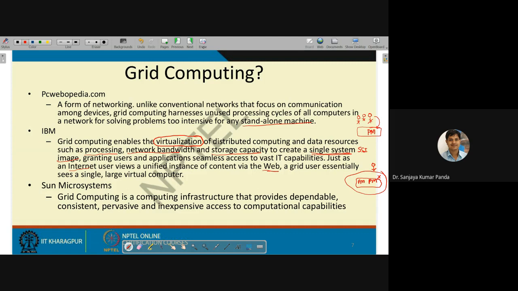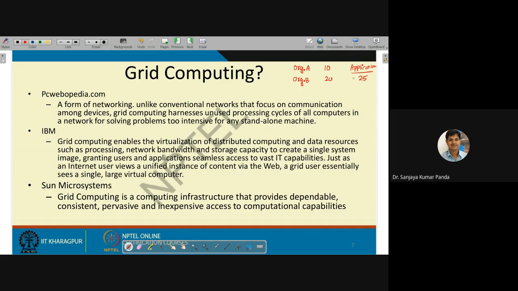Like, if I take an example, let's say there is an organization A. Organization A has, let's say, 10 servers, right? Let's say organization B has 20 servers. And let's say you want to run a particular application, and in order to run that application, you need 25 servers.